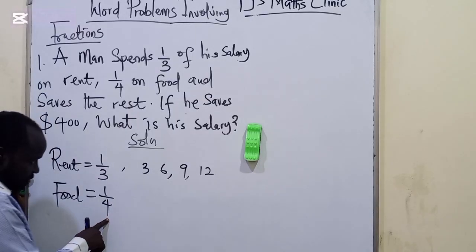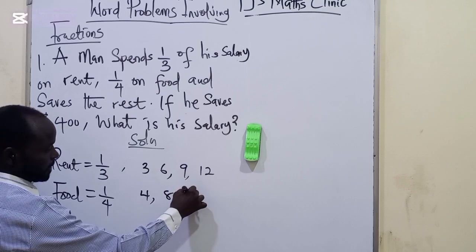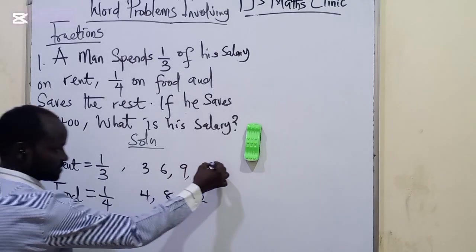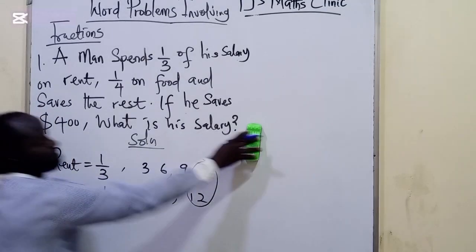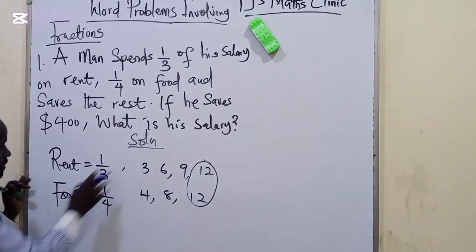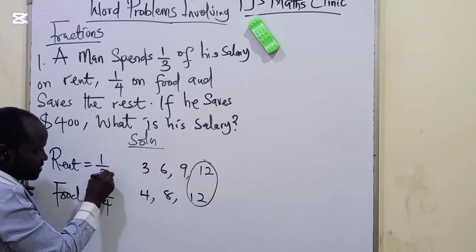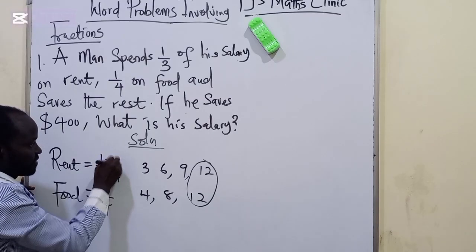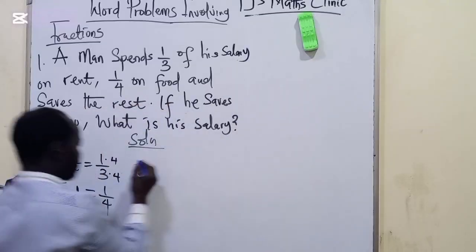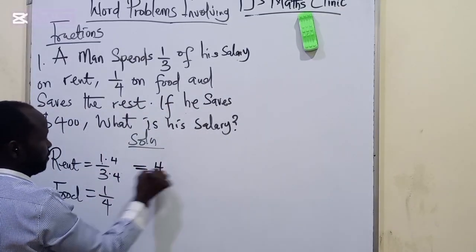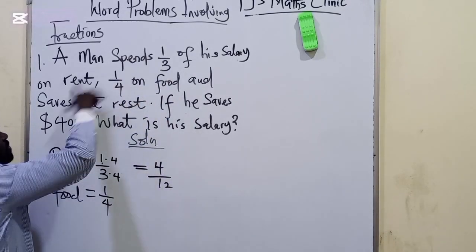Let's list the multiples of 4. That will be 4, 8, 12. You can see that they have the common denominator of what? 12. Very important. Okay? So, if you observe this fraction, to get 12 here, we multiply this denominator by 4, then multiply the numerator by 4. It means the original fraction now will be 1 times 4, that is 4, 3 times 4, 12. This was the original fraction that was spent on rent.